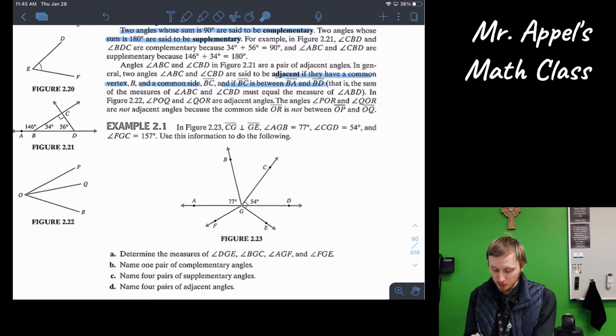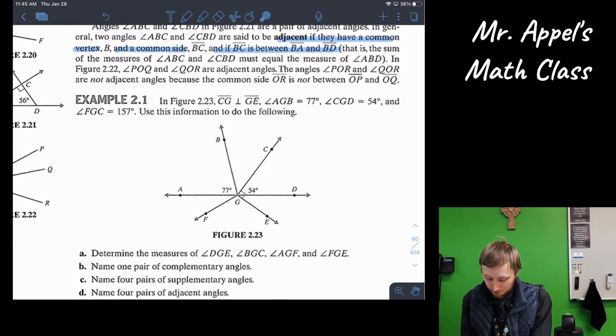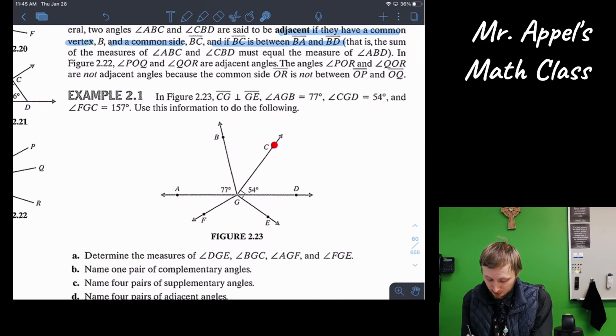In figure 23, we have CG is perpendicular to GE, as indicated by the right angle there. We have angle AGB equals 77 degrees. And angle CGD here equals 54 degrees. And angle FGC equals 157. Use this information to do the following.